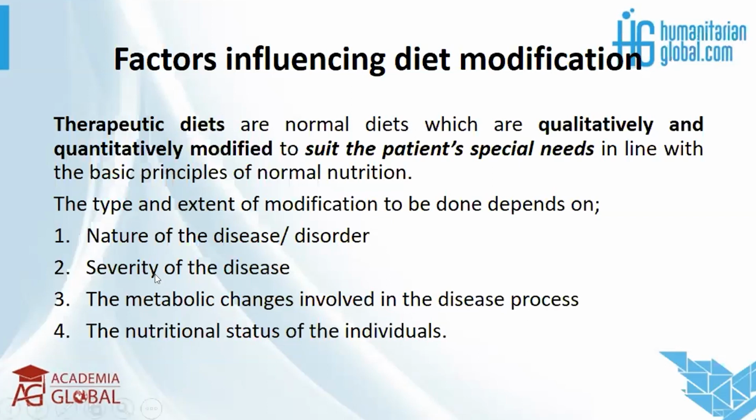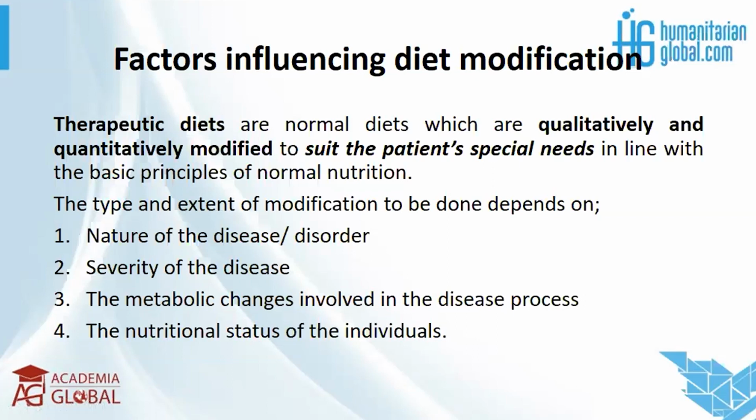Number two is the severity of the disease. Supposing it is the same disease, say hypertension. How serious is it? A person with very serious hypertension and one with a little bit mild hypertension, even if the type of the disease is the same, the way you modify the diet will be a little bit different because of the severity, the seriousness of the disease.